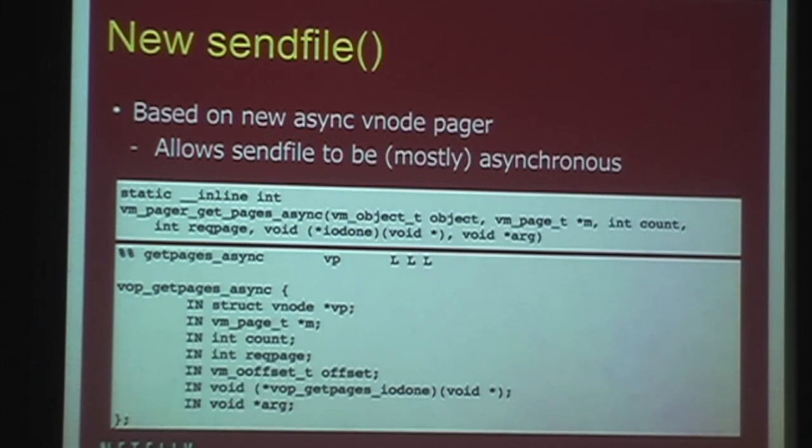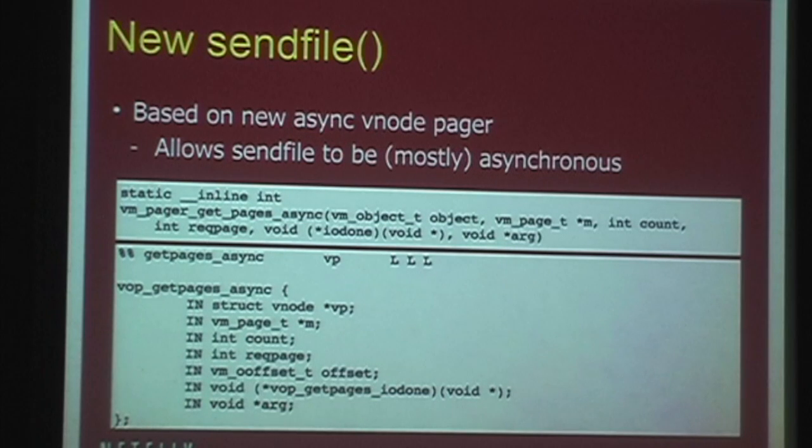So myself and Gleb Smirnov are working on a new SendFile that is based on a new asynchronous VNode pager. The idea is that instead of sleeping on I/O in the kernel, it's all asynchronous and completed with callbacks. We're still working on this. It's still in kind of early development. The hope is that at the end, instead of using 2 to 3 system calls in order to issue an I/O, we'll only need one. That in turn will reduce latency and reduce system resources.